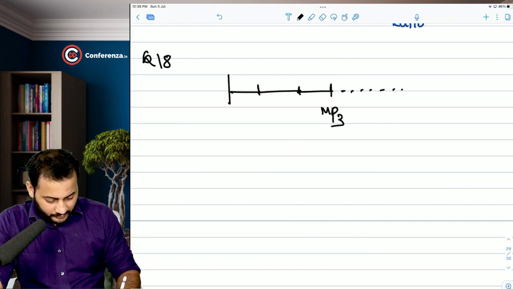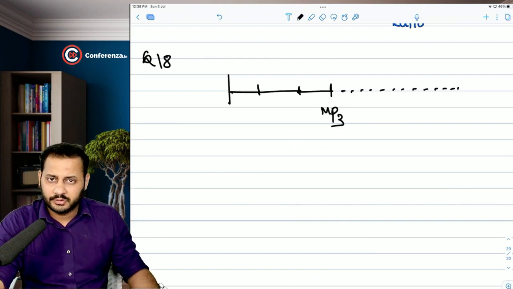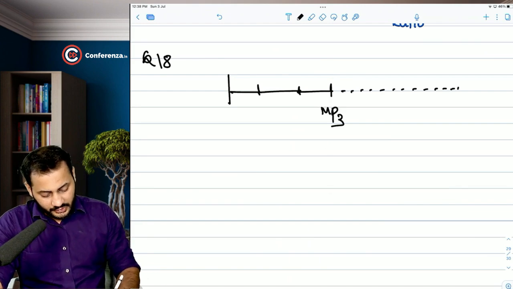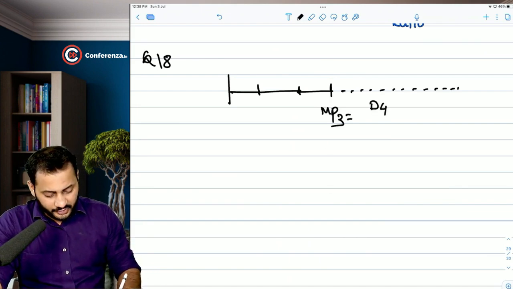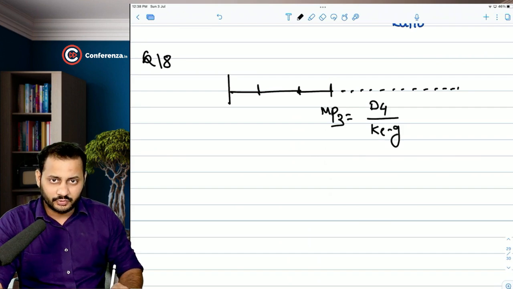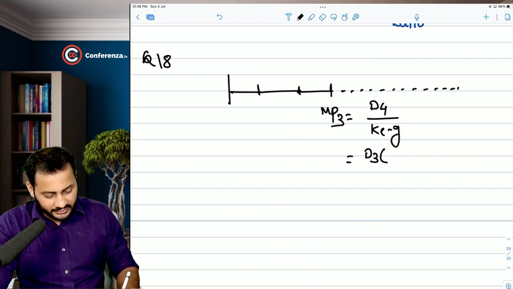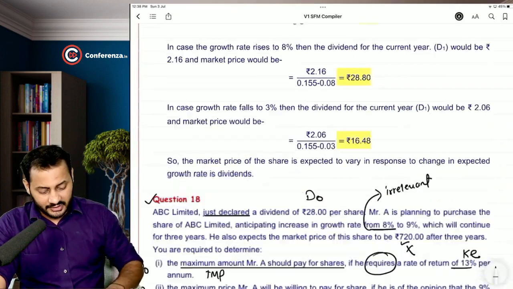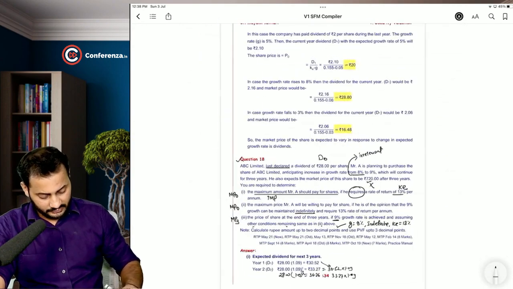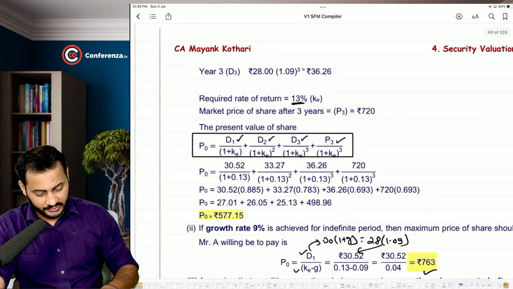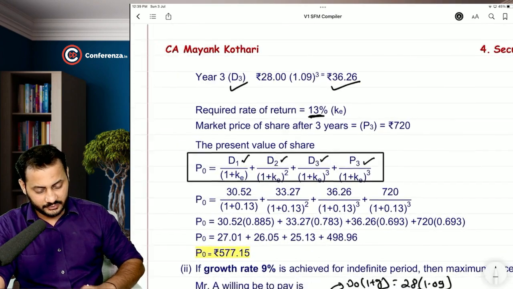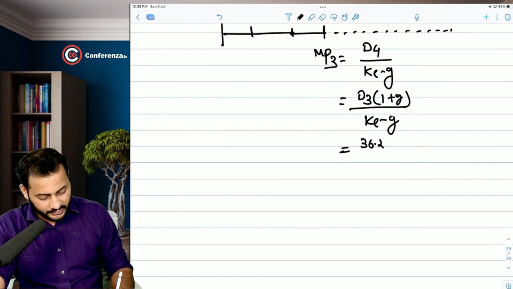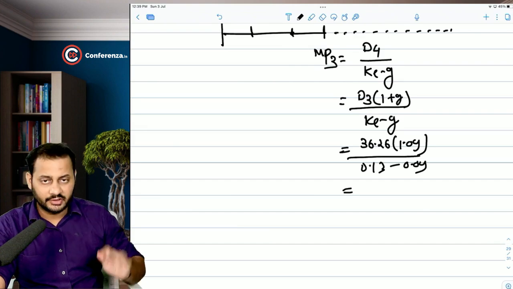Now what will happen? From this point onwards, the growth is perpetual. So in order to calculate MP3, we know that we want D4 divided by cost of equity minus growth. Now D4 is calculated as D3 times (1 plus growth) divided by cost of equity minus growth. Everything we have in this question. D3 has already been calculated as 36.26. See, this is D3, 36.26. So you are going to put down 36.26, 1.09, 0.13 and 0.09. You will get the answer.